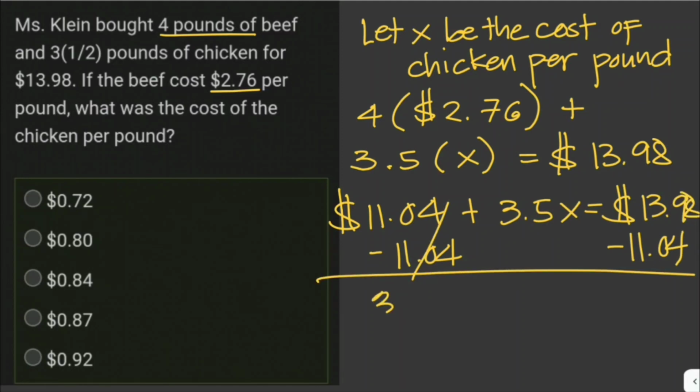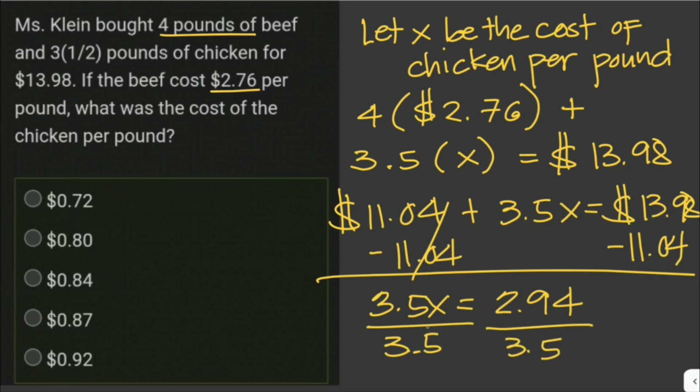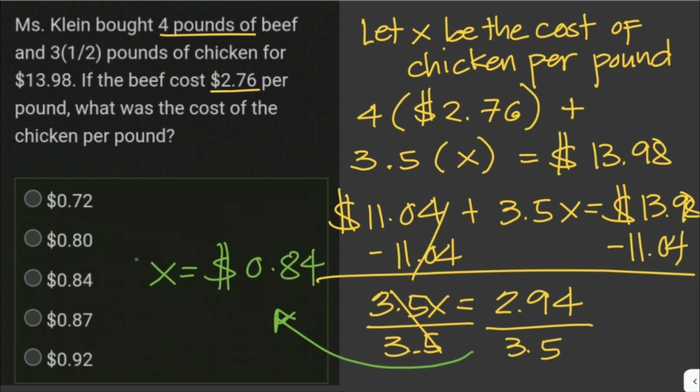Okay, and we're left with 3.5x equals 13.98 minus 11.04, which is 2.94. Then we divide both sides by 3.5. Okay. Therefore, X here is just equal to 84 cents or $0.84, and that is the cost of the chicken per pound. So this is our answer here. All right, let's solve another one.